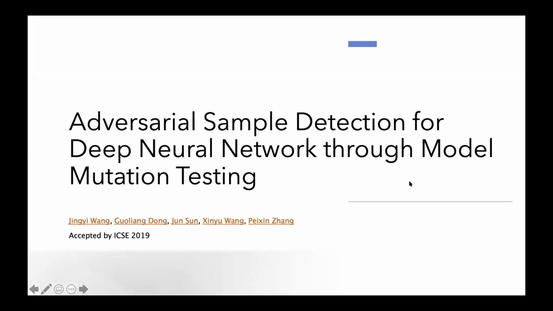Okay, please start. Today I will present the paper Adversarial Sample Detection for Deep Neural Networks through Model Mutation Testing. The author is Wang Jingyi, and it was accepted last year by ICSE.